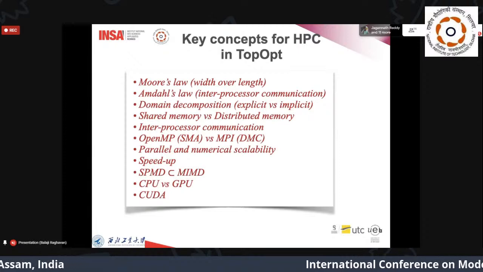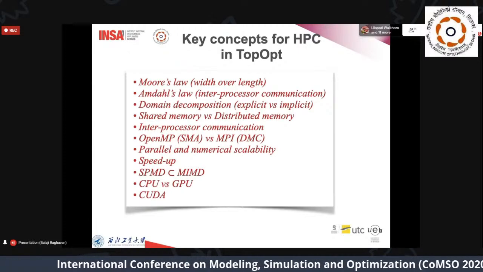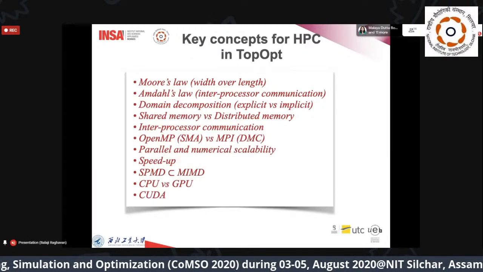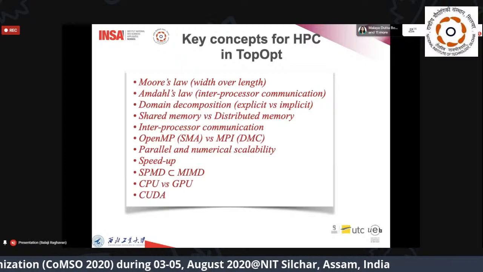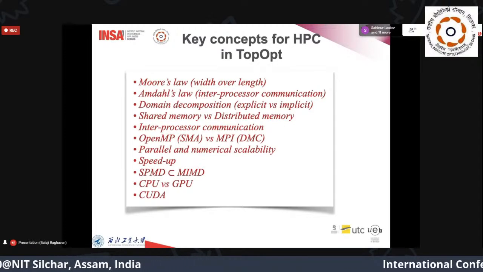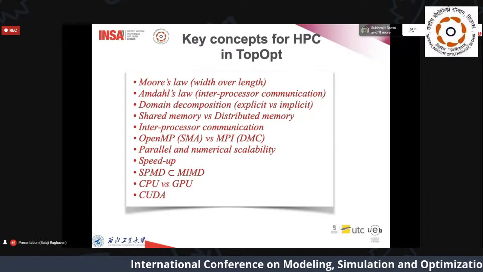You have a set of processes. How do you distribute the workflow? Are you going to explicitly divide your design domain, or are you going to divide your matrix, are you going to break up the matrix, which is not necessarily the same? Shared memory and distributed memory bring up individual challenges and individual advantages.